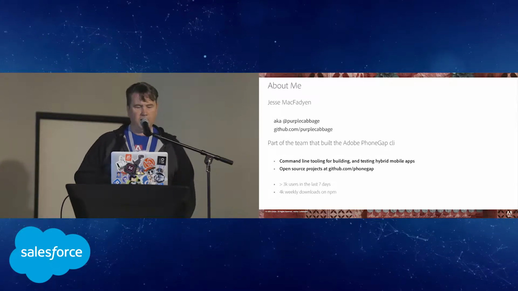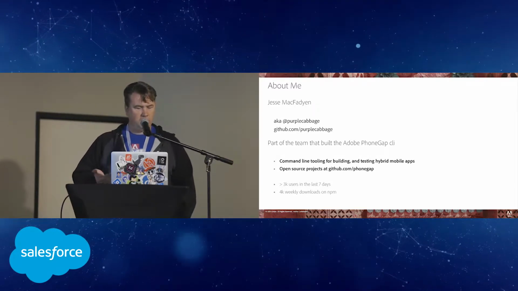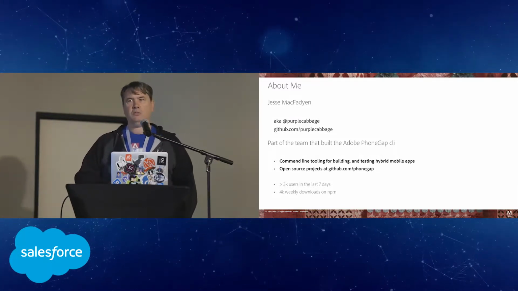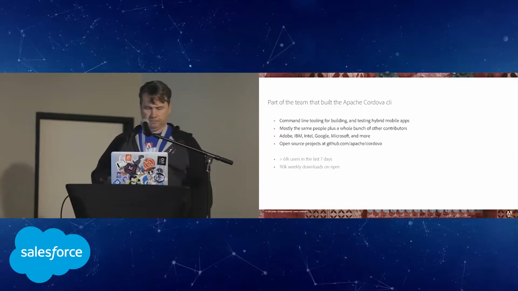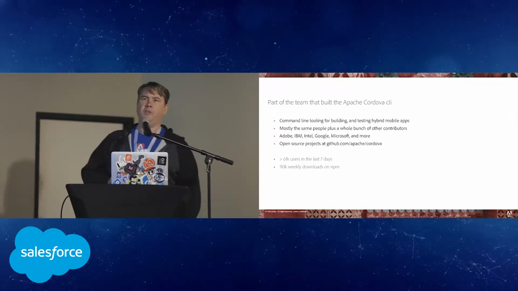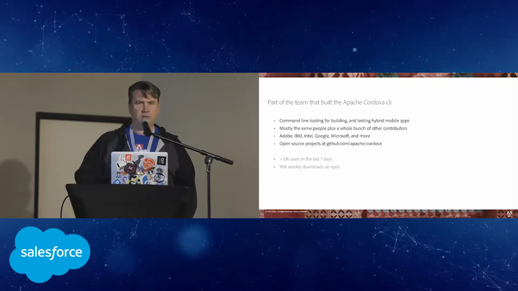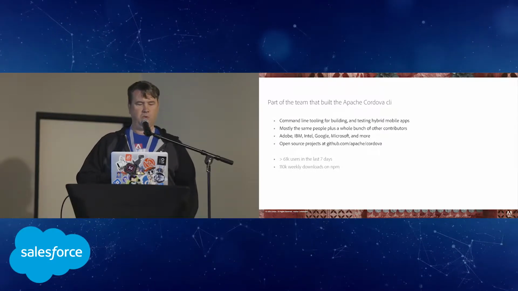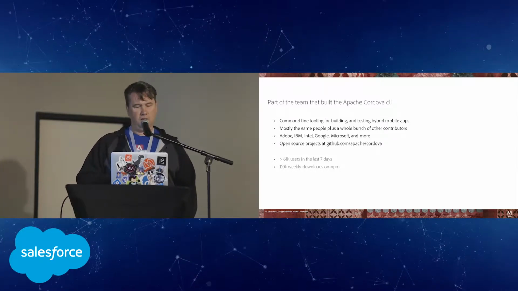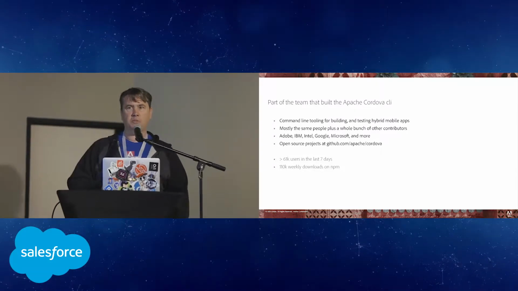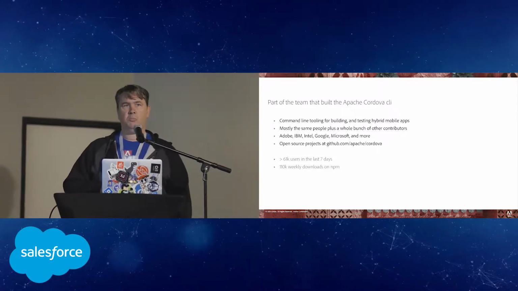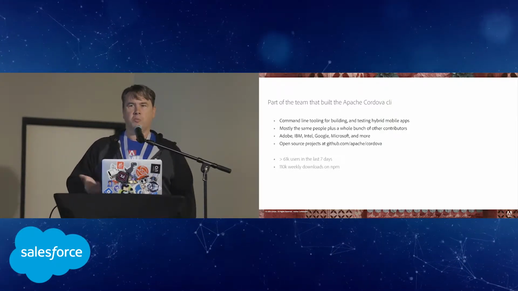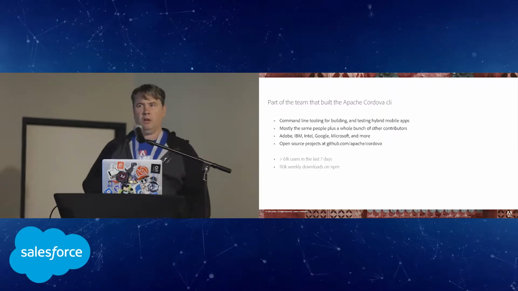So PhoneGap CLI has some vanity metrics here. 3K users in the last 7 days, 4,000 weekly downloads. More on those in a bit. So also being part of the Cordova CLI, it's a much bigger project. So 61,000 users in the last 7 days and 110,000 weekly downloads on NPM. Still, even though contribution to the project in general has sort of fallen off a bit because it's become a mature, more stable project, there's still adoption out there. There's a lot of use.